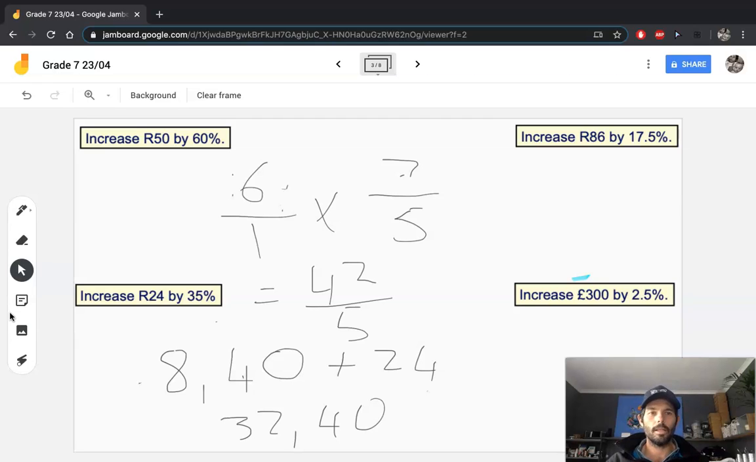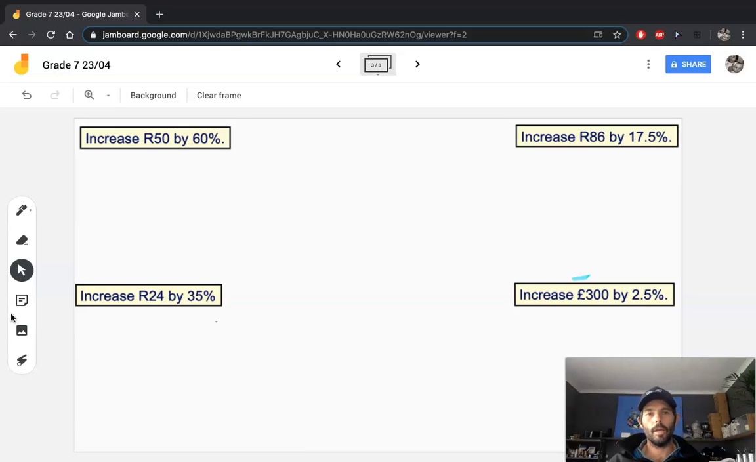There's a 0.5% there. Let's see if you can remember how I worked out the 0.5%, and let's see how you get on. So your last one for today is increase £300 by 2.5%. Don't worry if it's pounds or rands. It's all the same kind of thing. Some of your homework today is in dollars. Don't panic about the money sign. You work it out the exact same way.